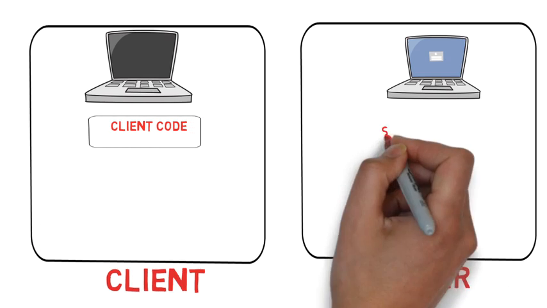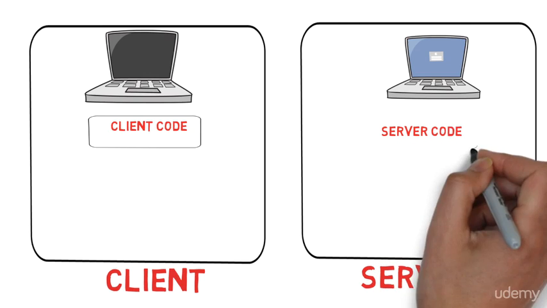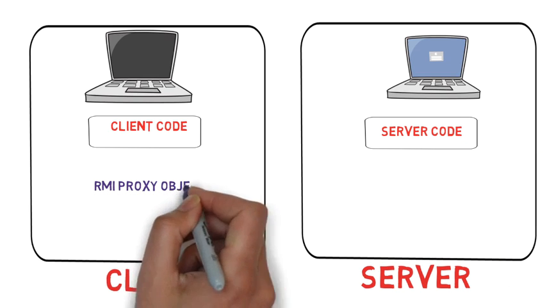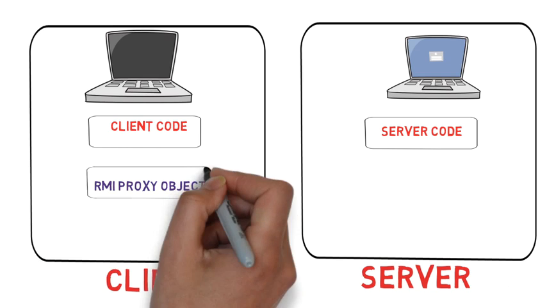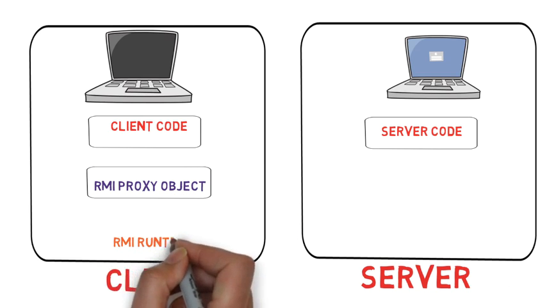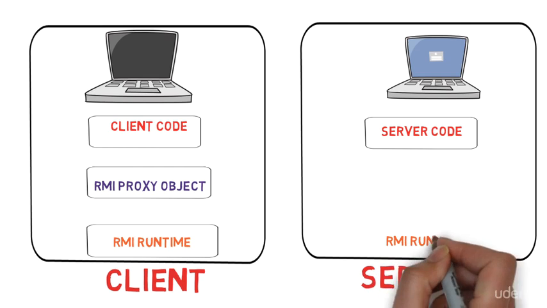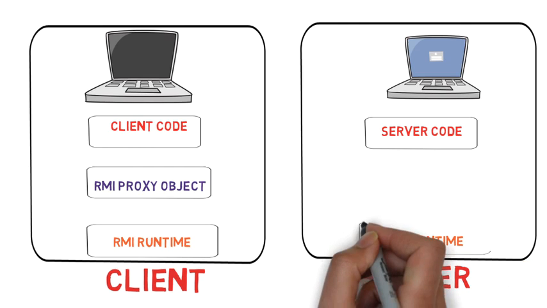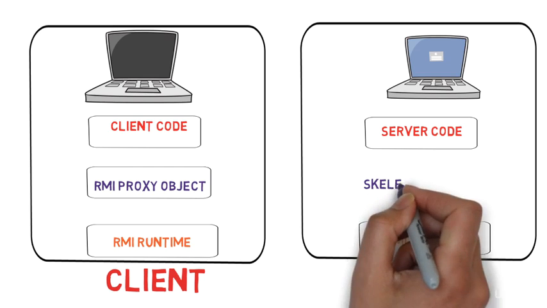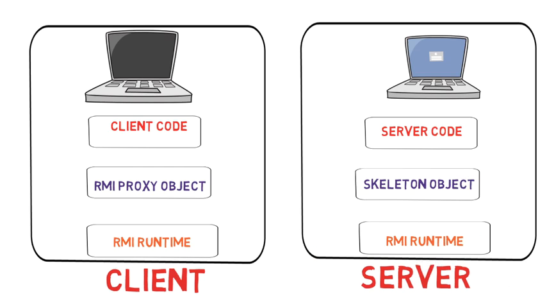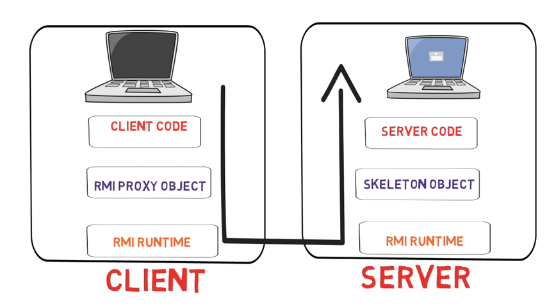We have the client code running on the client machine and the server code running on the server machine. These have to interact. We have the RMI proxy object, which is what the client code uses. The RMI proxy object sits on top of the RMI runtime, which takes care of a whole bunch of things: connecting over the network, object marshalling while passing input parameters to the server, and receiving results from the server. So the RMI runtime exists on both the client and the server. And on the server, you have a skeleton object which is connected to the server code. Control flows both ways.